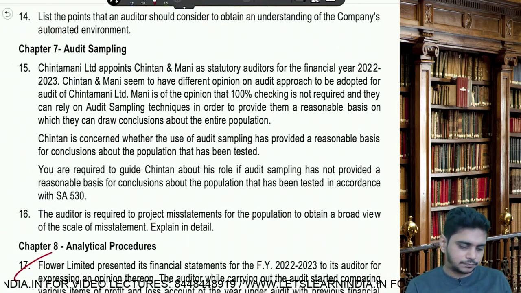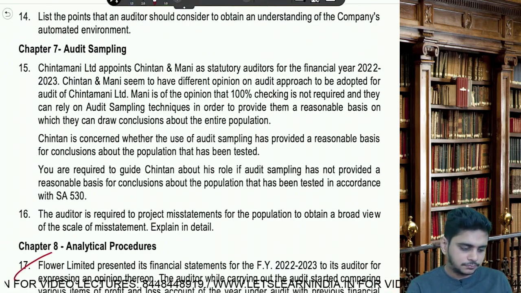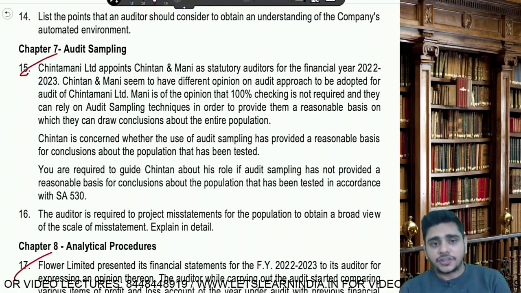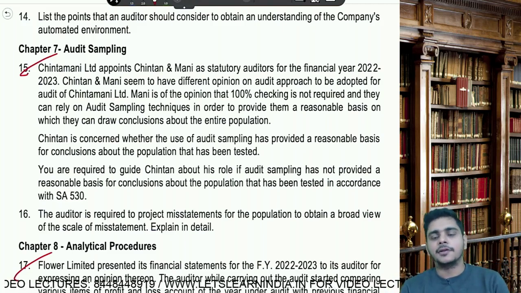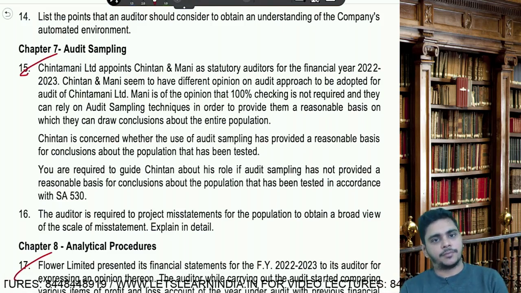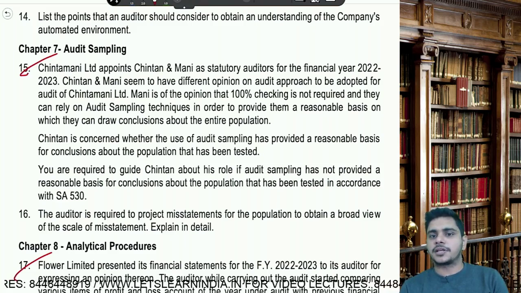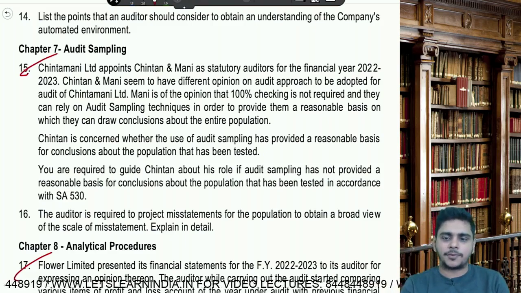Sampling. Chinta Money Limited appoints Chintan and Money as auditors for the financial year 22-23. Chintan and Money seem to have different opinions on the audit approach to be adopted for the audit of Chinta Money Limited. Money is of the opinion that 100% checking is not required and they can rely on audit sampling techniques in order to provide a reasonable basis on which they can draw conclusions about the entire population.